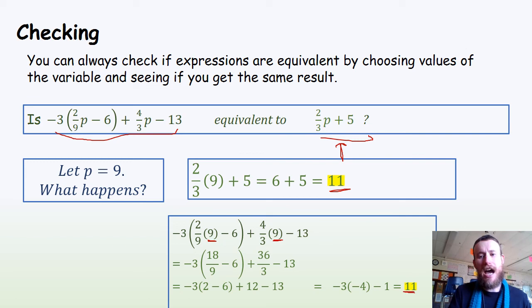And if that happens, it's usually good to actually test 2 values. You would want to test another value of p, like p is 0, for example, and you get the same answer, then that's telling you that you're right, that you have 2 equivalent expressions.